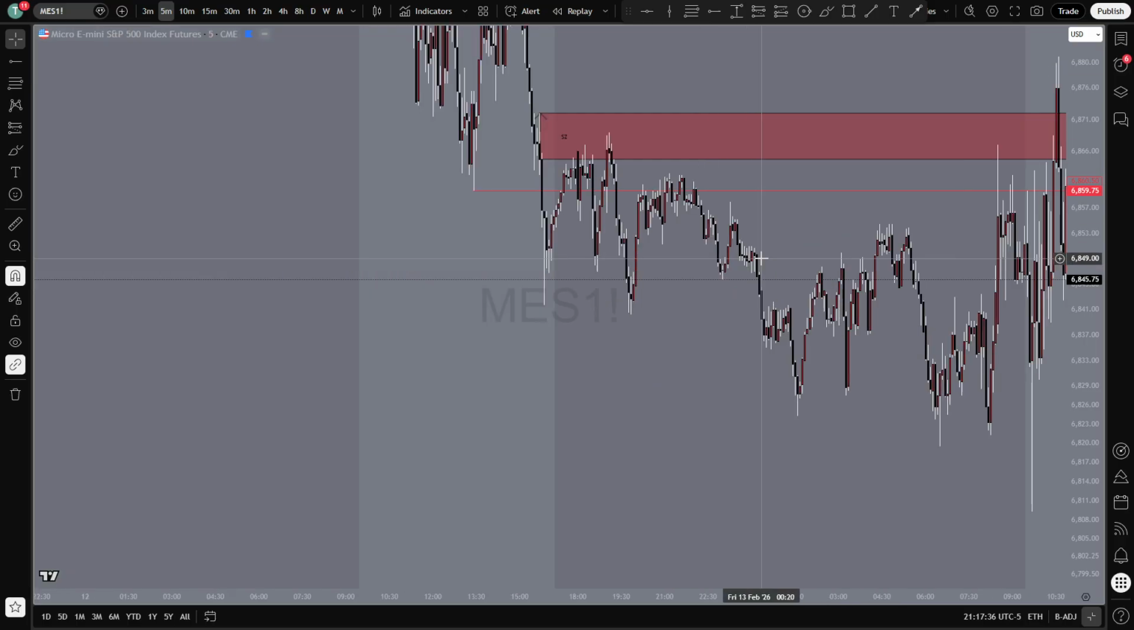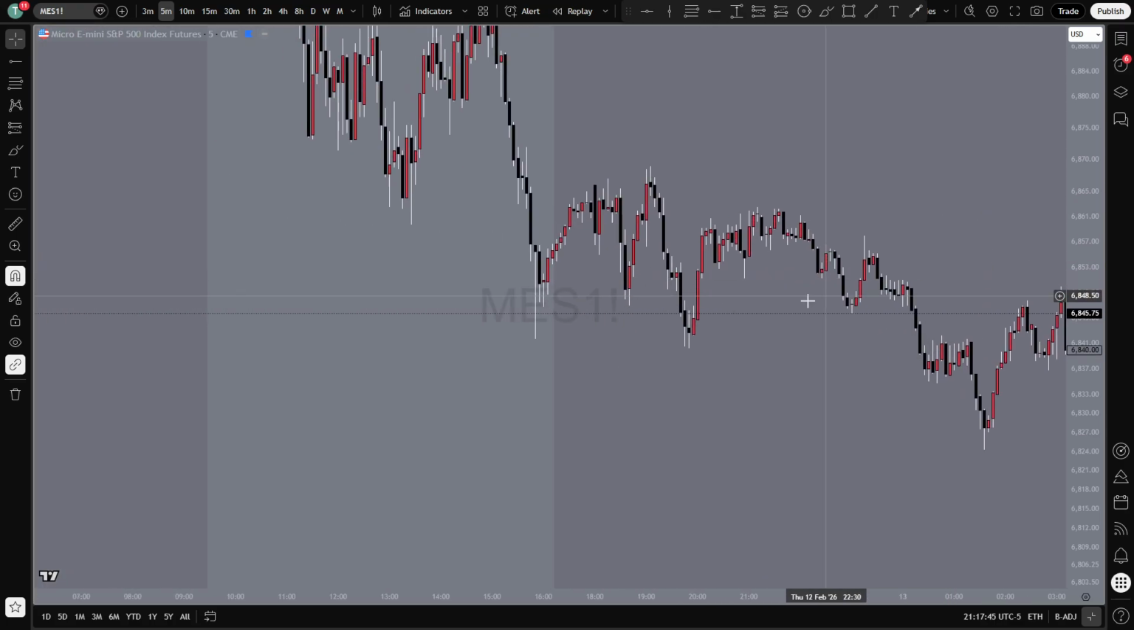That was unfortunate. But so that's what we look for when looking for supply and demand zones that are going to give us a strong reaction.